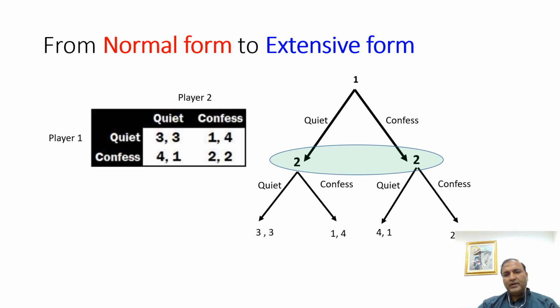Player 2 is deciding about quiet and confess, but he does not know if he is deciding about quiet and confess here or if he is deciding quiet and confess here. So we make this big circle to show that player 2 does not know the action taken by player 1. So now this is called the dynamic form of the normal form game, or this is the extensive form of the normal form game.